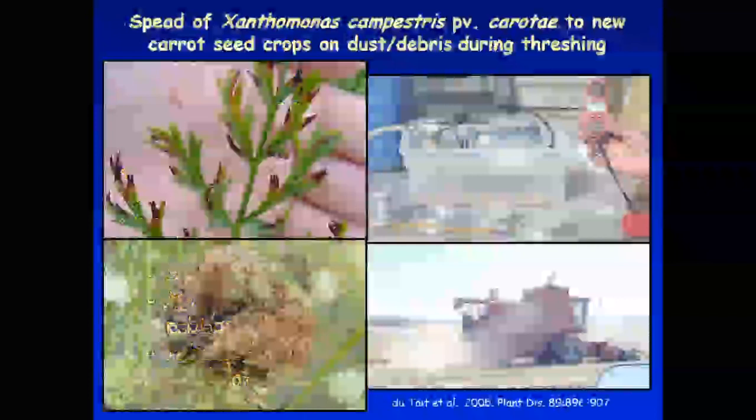And you see the bottom right-hand picture shows a combine going through and basically combining the windrow. And you see all the dust that's coming out of the back of the combine. Guess where Xanthomonas is going?